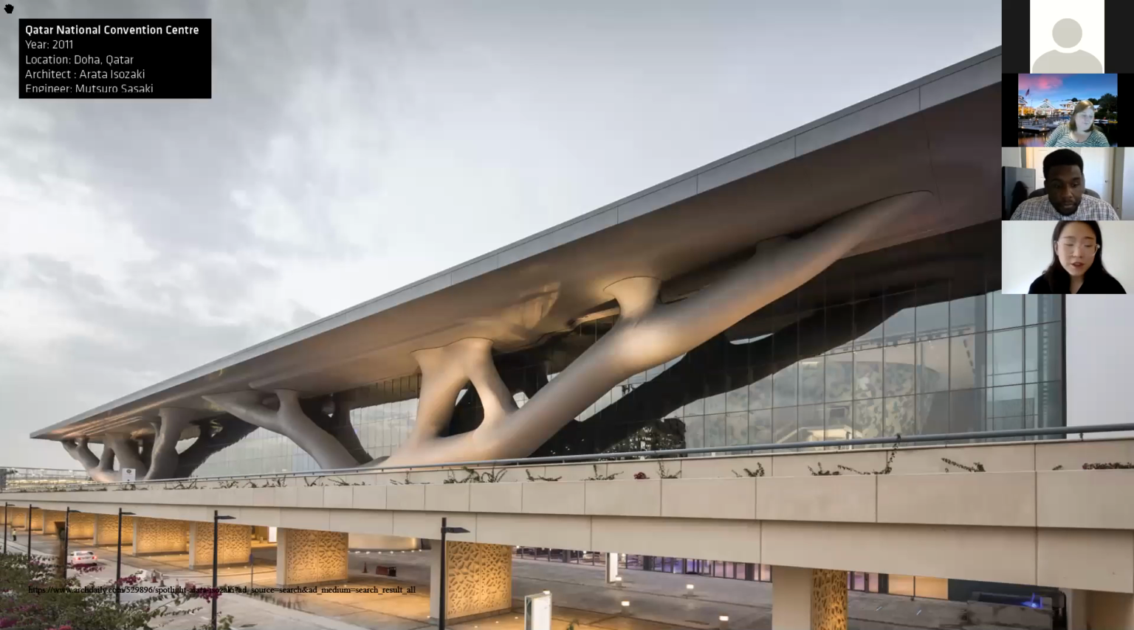Personally, I was introduced to topology optimization by this project designed by Pritzker Prize laureate Arata Isozaki. This project is a convention center located in Doha, Qatar. I think everyone knows about this project because it's very famous in biomimetic design. As you see in this picture, the most prominent feature of the design is a pair of massive tree-like structures that support the roof over the main facade.